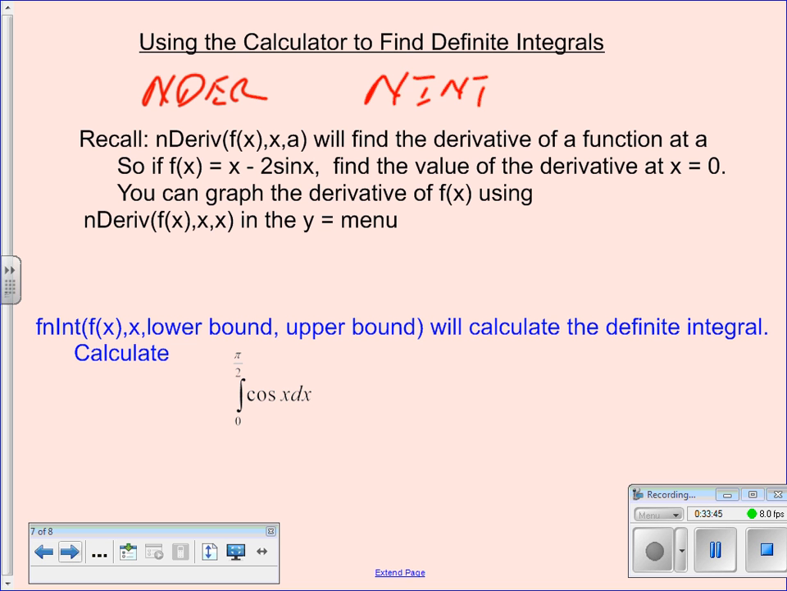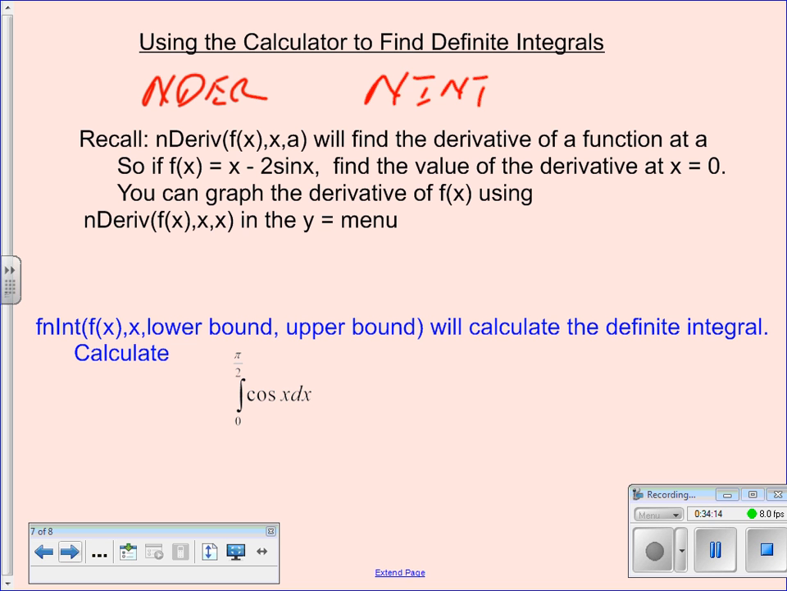Other ones, you get fnInt, and then what you have to do is type it in the way it appears here. Type in the function, type in x, because you have to tell it the function you're integrating, you have to tell it the variable you want to integrate with respect to. And then your lower bound, and then your upper bound. Pi over 2. Yes, that's pi over 2.